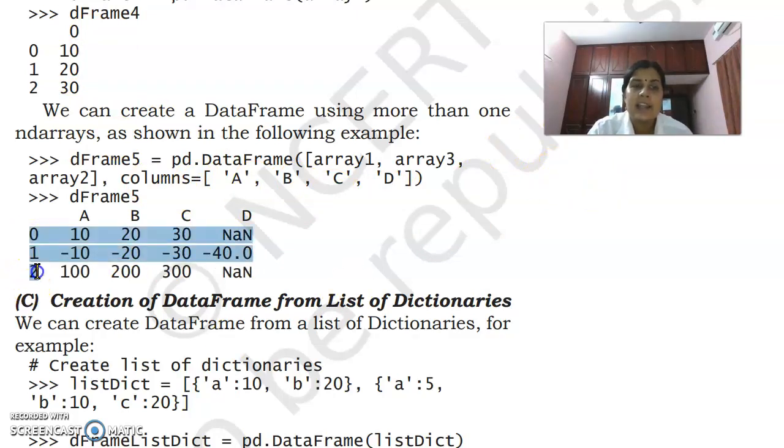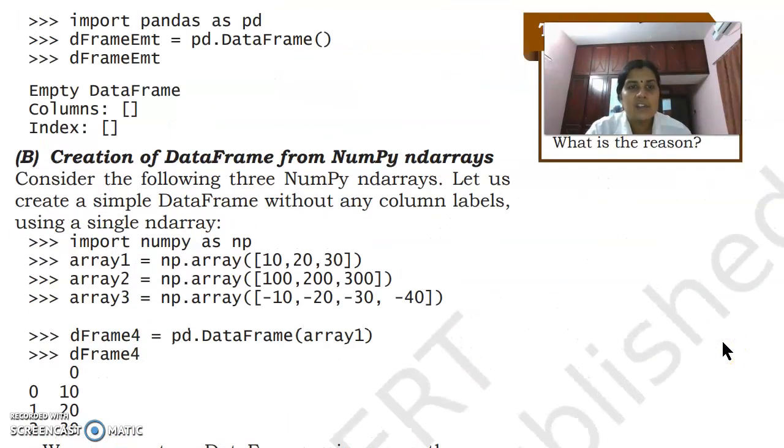Then here the index will change as FGH. Understand? So first method is creation of empty data frame. Next is creation of data frame by using NumPy array. In this NumPy array, same syntax that of series is used. The difference is that instead of series, we are using the data frame constructor.